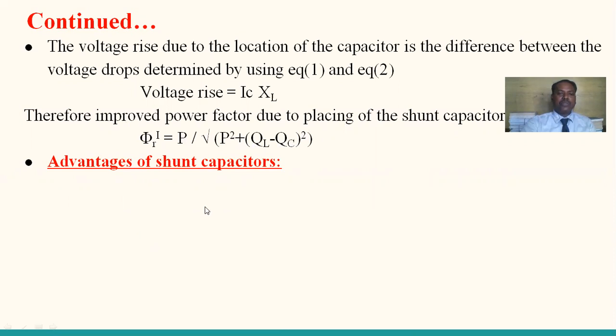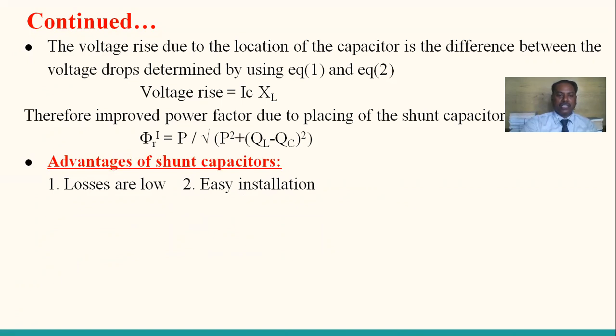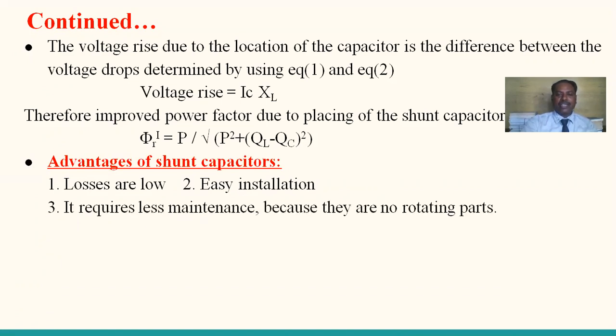So, the advantages of shunt capacitors. A shunt capacitor is fixedly connected to the line, so the losses are low and installation is easy. And it requires less maintenance because there are no rotating parts. All these are to be considered as the advantages of the shunt capacitor. Generally speaking, the maintenance is very little once you have connected it into the system.